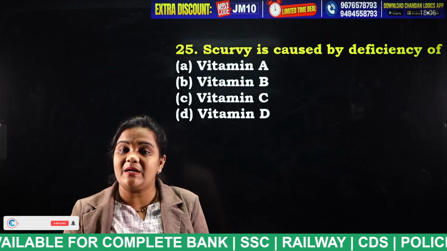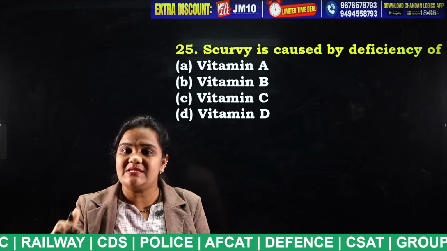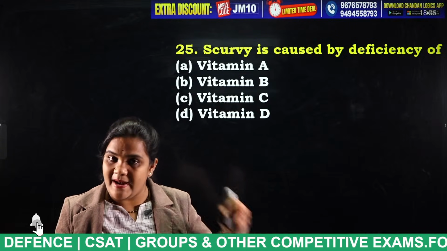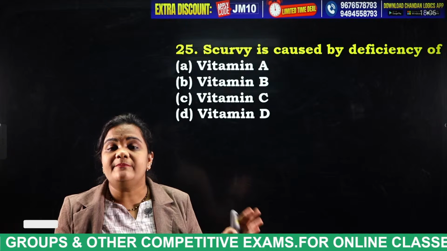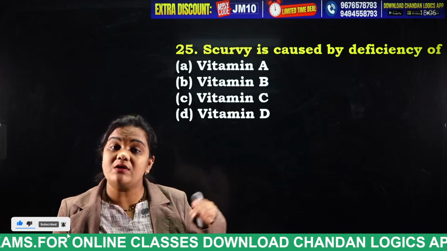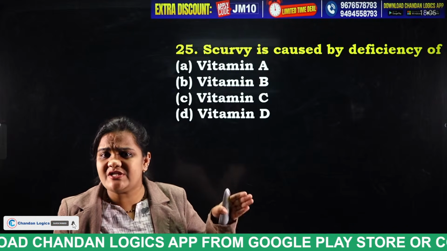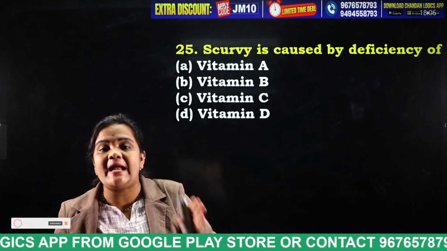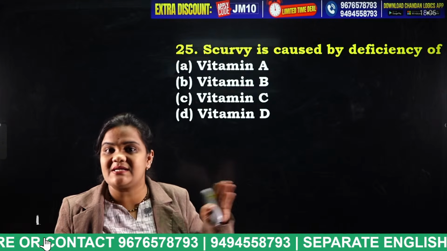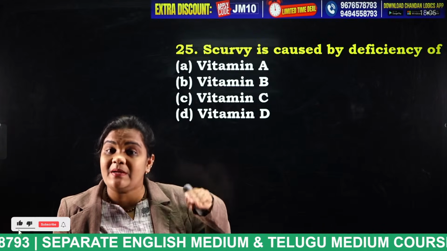So B complex are B1 thiamine, B2 riboflavin, B3 niacin, B5 pantothenic acid, B6 pyridoxine, B7 biotin, B9 folic acid, B12 cyanocobalamin. Okay, and the next one, vitamin C, it is known as what, students? Ascorbic acid or ascorbate. Nickname of ascorbic acid is ascorbate. So if a person has a deficiency of vitamin B12, pernicious anemia. Vitamin D deficiency, rickets. Vitamin C, scurvy. Vitamin A, night blindness. Vitamin B1, beriberi. Vitamin B3, pellagra.